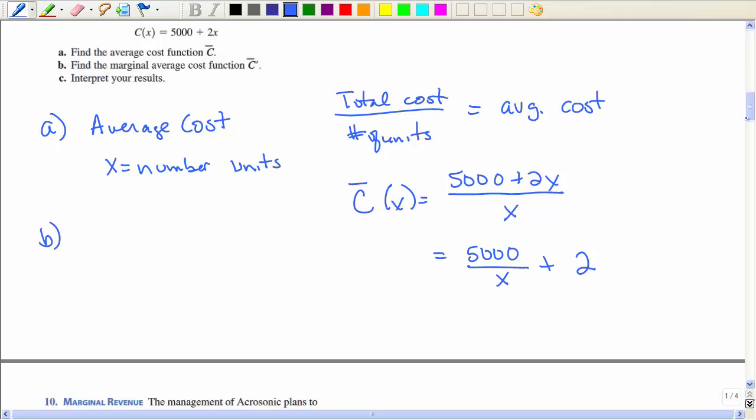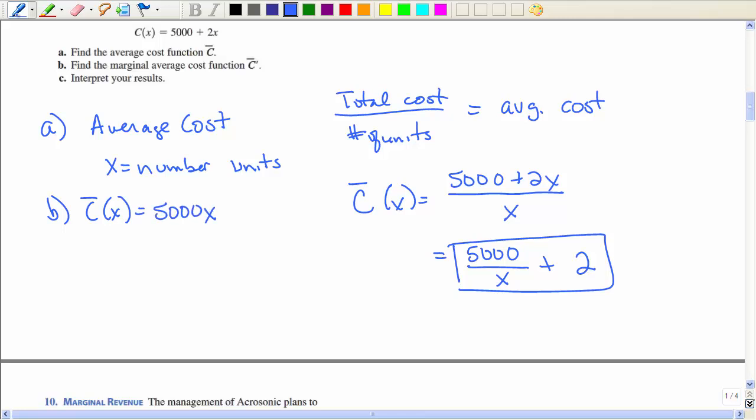Okay, so part B, find the marginal cost. That would mean to find the derivative. So let's see, how can we find the derivative of this function right here? Well, let's rewrite this, putting the x up on top and using a negative exponent.